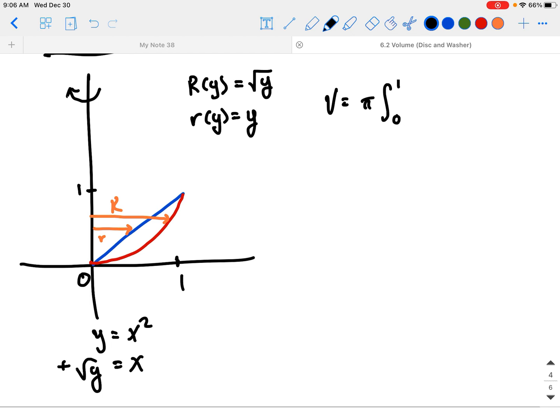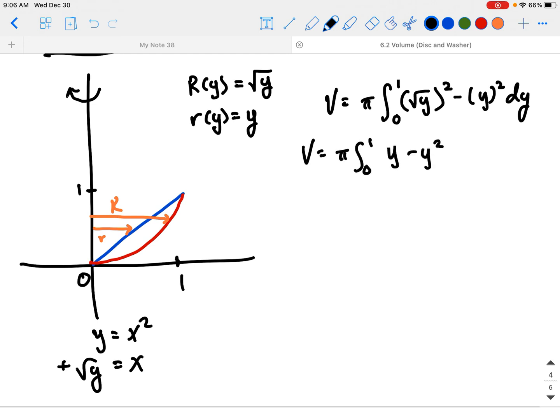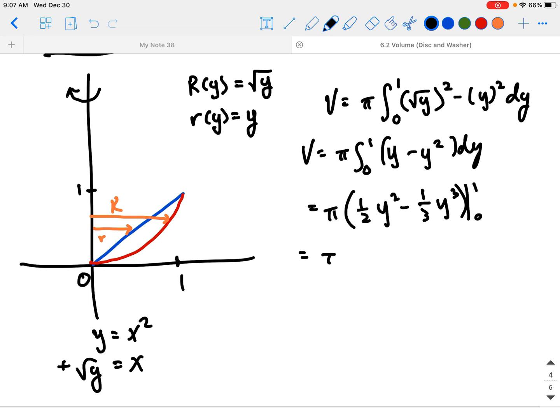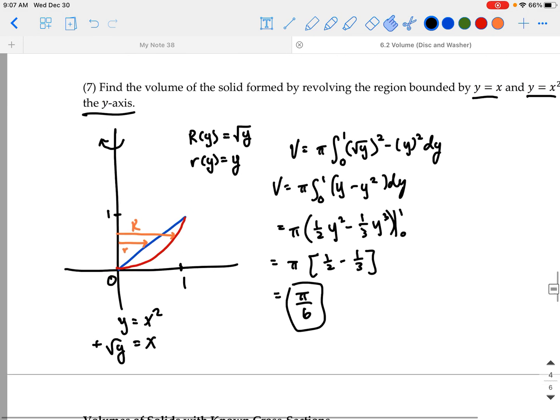All right, so let's go ahead and compute our volume then. We'll get pi integral 0 to 1 along the y-axis of the outer radius squared minus the inner radius squared. And so that'll just be y minus y squared. And this should be pretty easy to evaluate. So we'll have 1/2 y squared minus 1/3 y cubed from 0 to 1. So we'll have pi times 1/2 minus 1/3, which is just going to be 1/6. So we'll get pi over 6 as our answer.